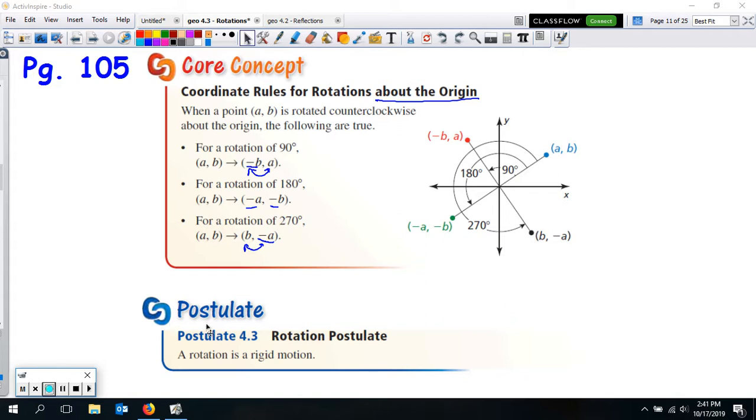All right, so one last thing here. It says that this postulate for 4.3 is the rotation postulate. It just means that a rotation is a rigid motion. And we saw that same thing with translations and reflections. All three of those are the three rigid motions. They do not change the size or the shape of the original figure. It preserves the size and the shape of the original figure.